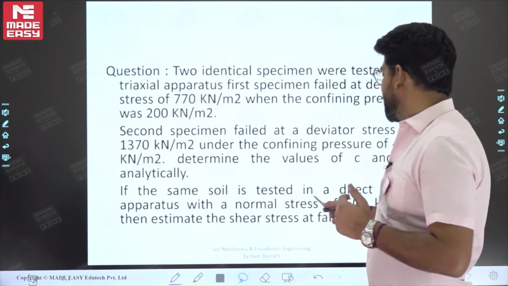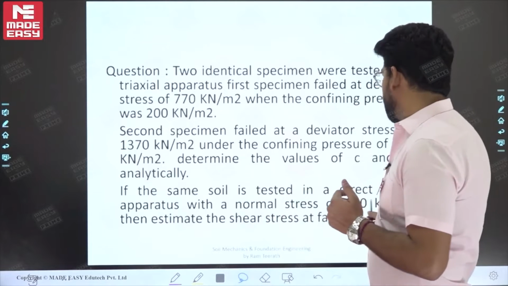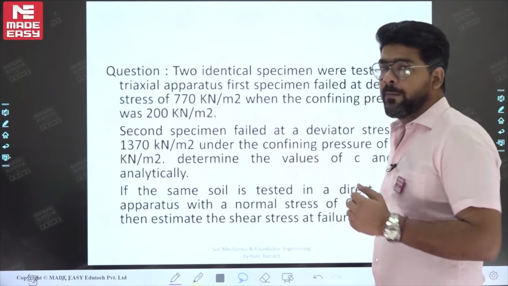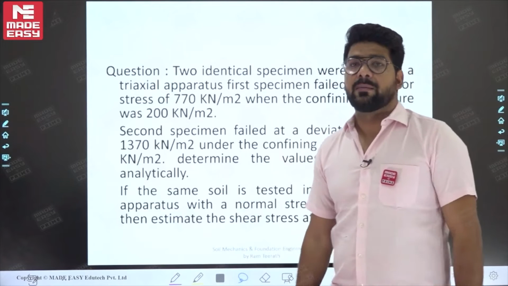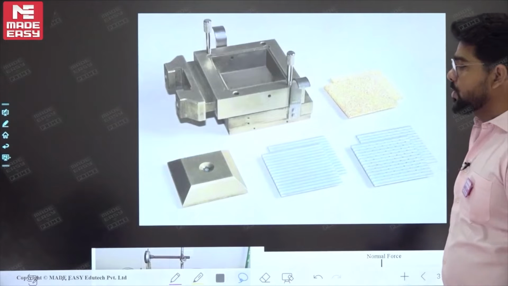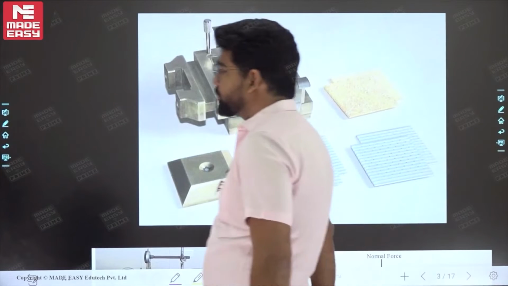Now if that same soil is tested in a direct shear apparatus with a normal stress of 600 kN per meter square, then estimate the shear stress at failure. So in this case we have to determine the shear stress at failure, and the question is about the direct shear test. So first of all, what is the direct shear test?